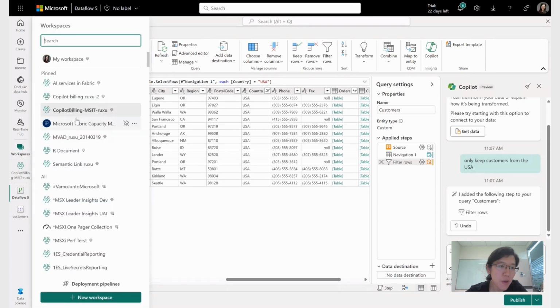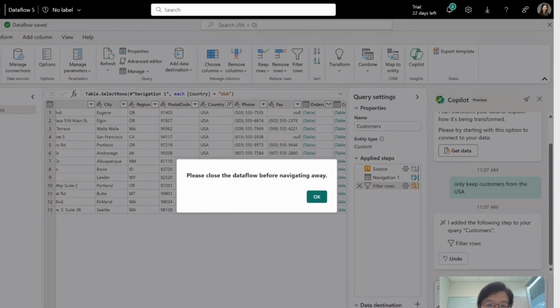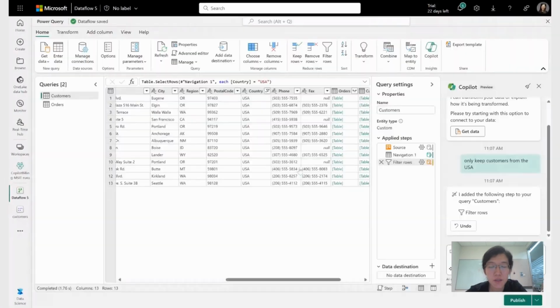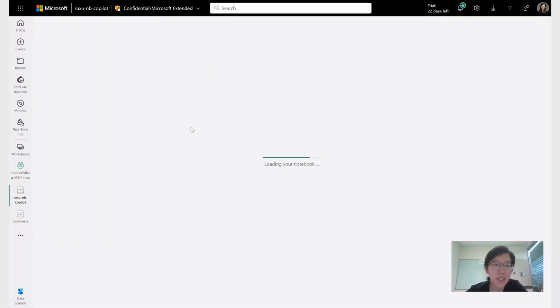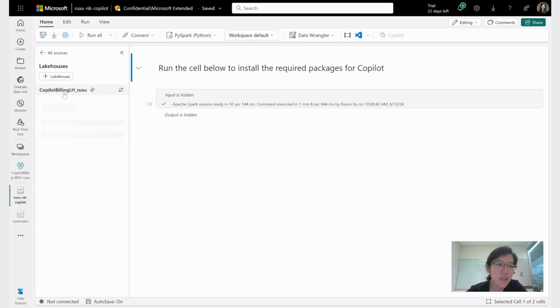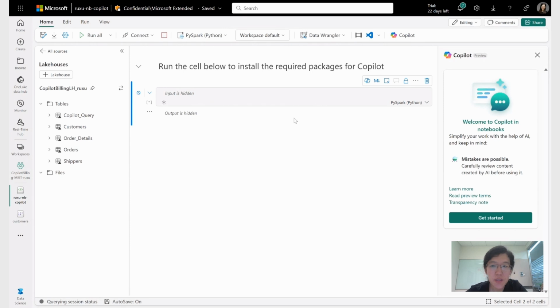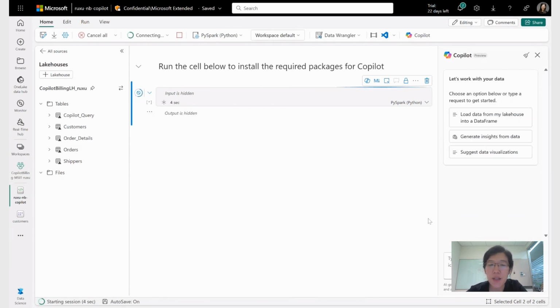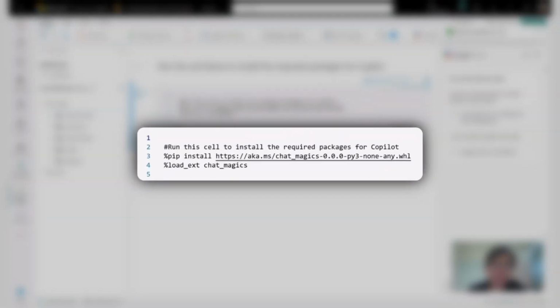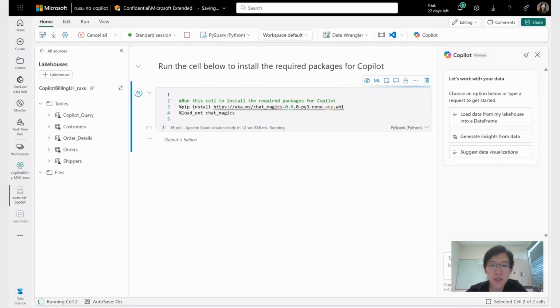So let me go back to my workspace, and I'd like to go to my notebook. Let's see. In my notebook, I have already attached a lakehouse. As I mentioned, I've already output my customers into my lakehouse. If you haven't, you need to export the data from the dataflow to the lakehouse and attach it here. First, run this cell. That starts my Notebook Copilot. Today in the notebook, I think you still need to install this package to make the Notebook Copilot work. So let me first install this package.